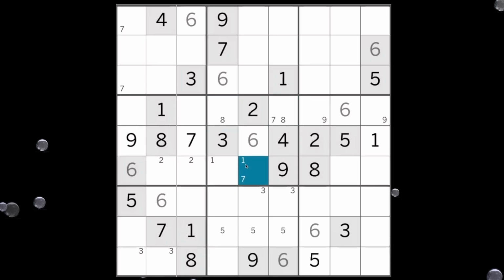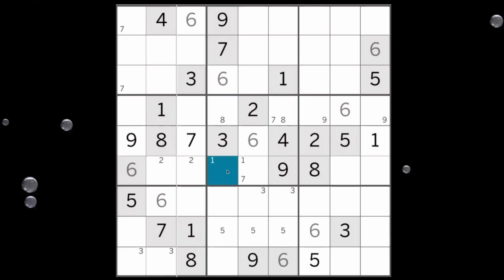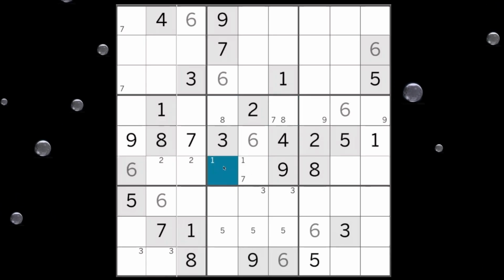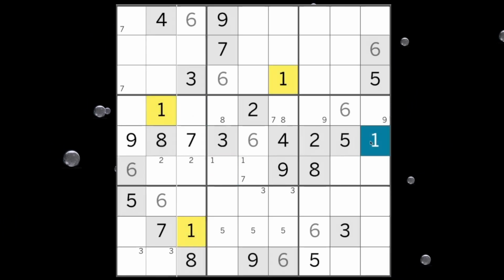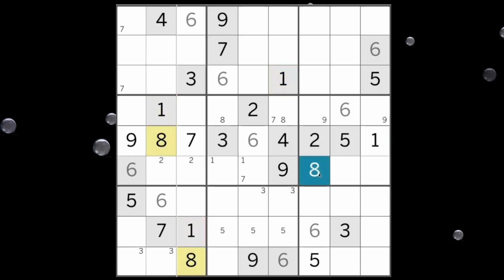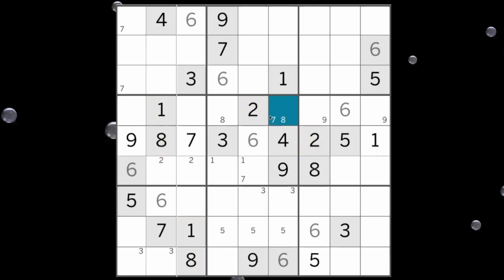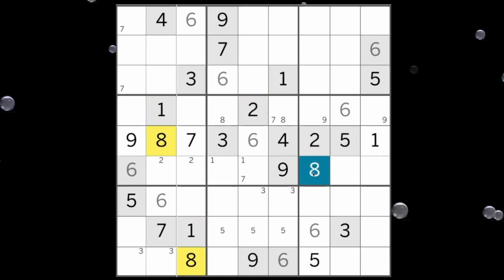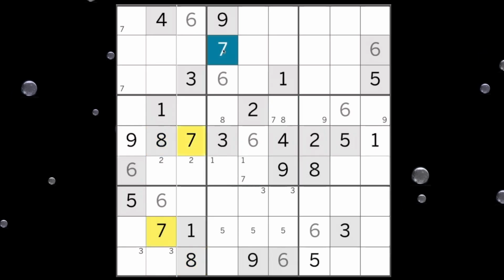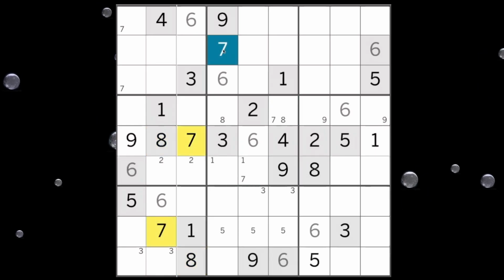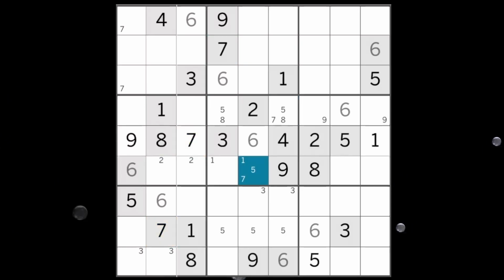So we have 4 we still need. 1 has to be in the bottom here because of these 2. 8 has to be in the top because of those 2, because of this one. 7 has to be in one of these because of that one. But it's the 5. The 5 can be in either of the 4.